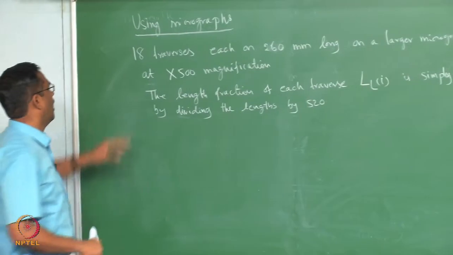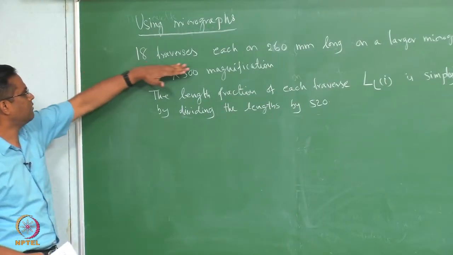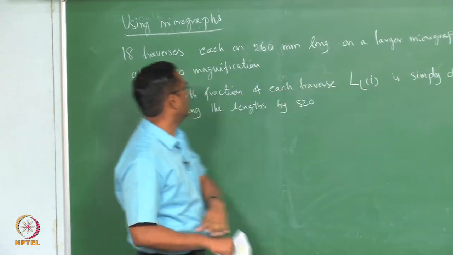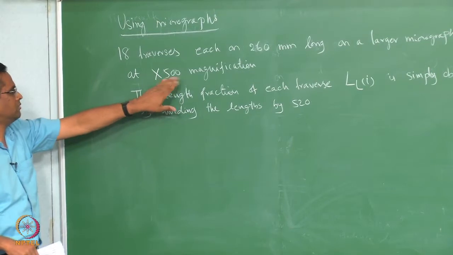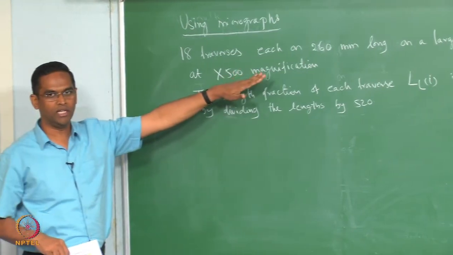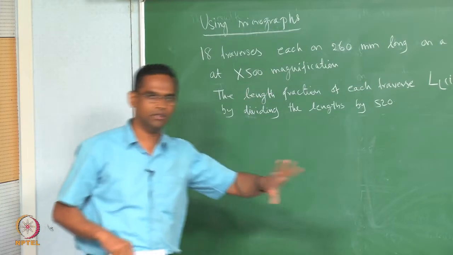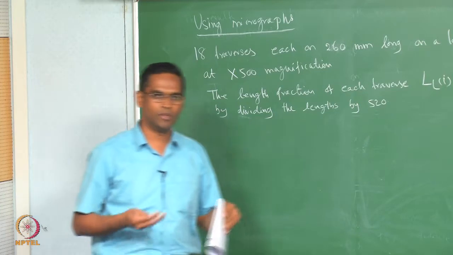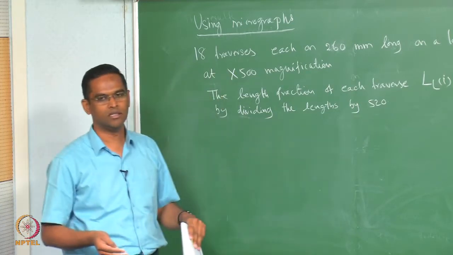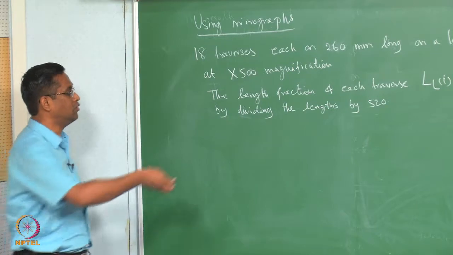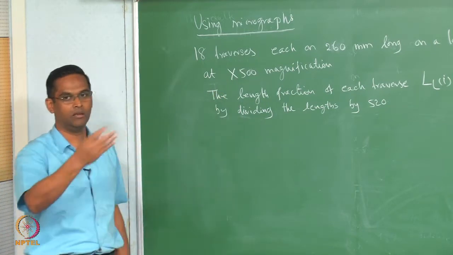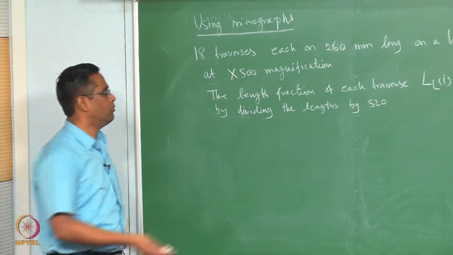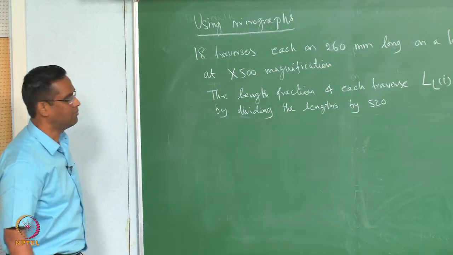See, I have just written here 18 traverses, each 260 long, on a larger micrograph obtained at 500x magnification. See, this magnification you have to decide whether the microstructure which you are looking at is representative enough to calculate these values. You can always do it at 200x or 100x, which may be very meaningful, but if your microstructure is too fine, then you may have to choose an appropriate magnification.